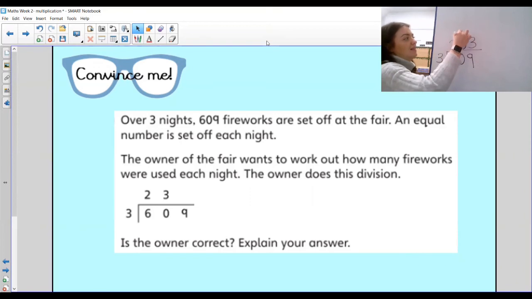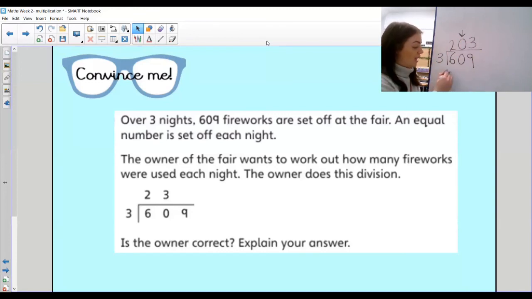So this is what the owner has done wrong. He has ignored, because that's a 0, he's just ignored that, and he has then put his answer for the ones column into the 10s column. Now, can we do that? Remember those imaginary brick walls in between those columns, okay? If you haven't got any 10s, you still need that 0 in there because it's going to keep them all in their correct place value positions, okay?